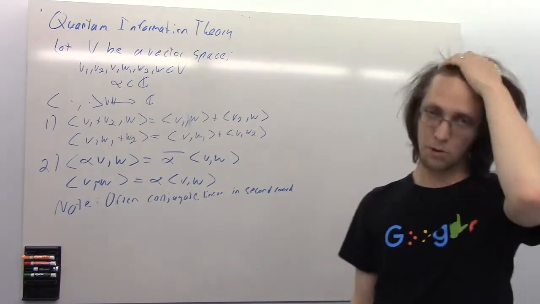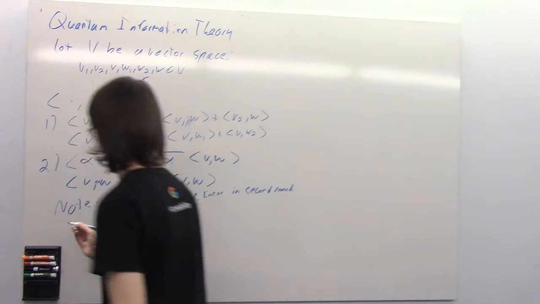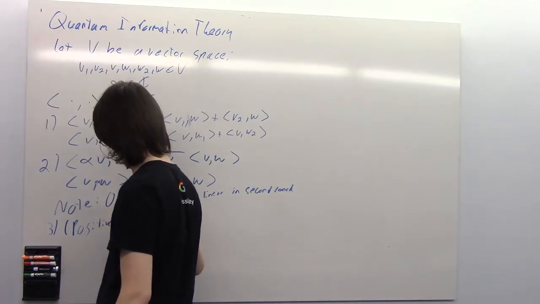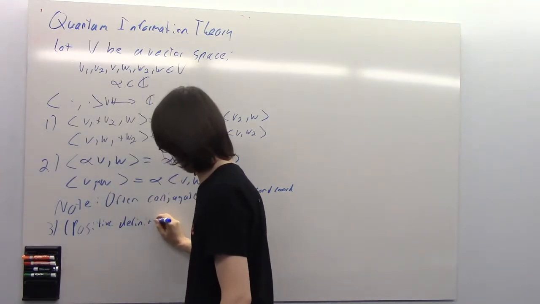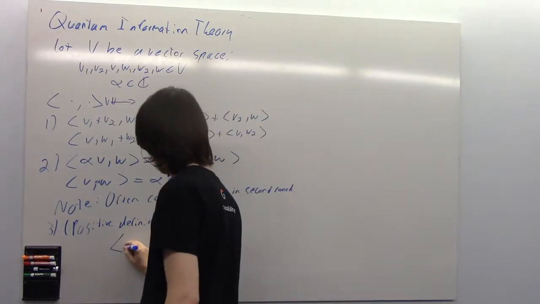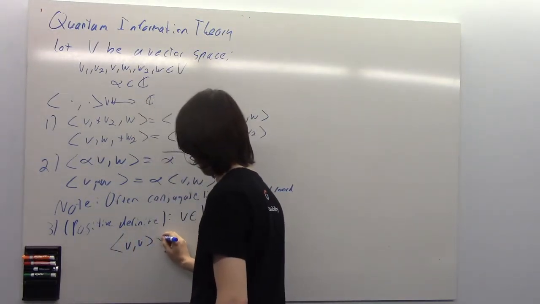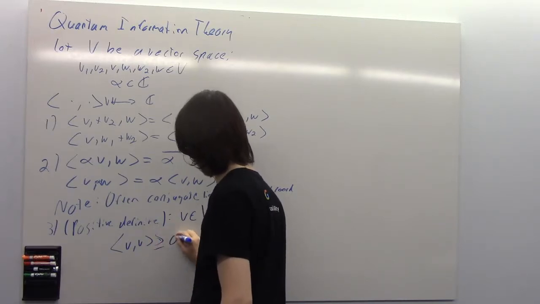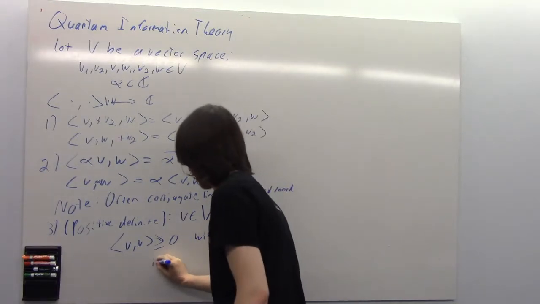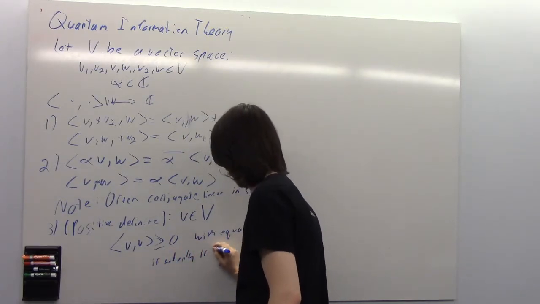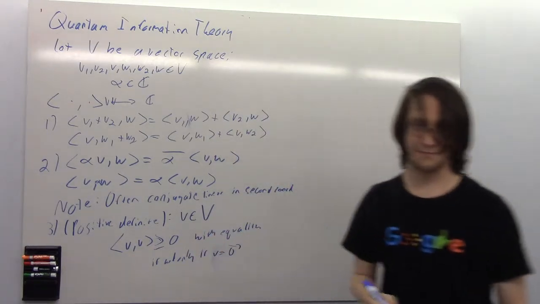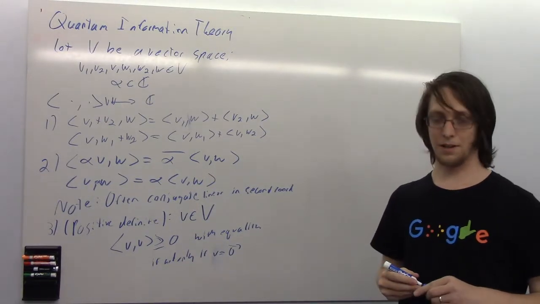Okay, you want one more thing. This is going to be called positive definite. So, if v is an element of your vector space, you want (v, v) to be greater than or equal to 0, with equality if and only if v, little v, is the 0 vector. Otherwise, it's called positive semi-definite.